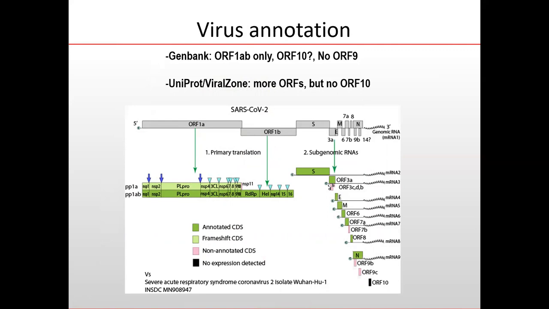But for it to be available in ViralZone, it could also be pretty fast, but in UniProt, it's kind of a problem, because there's a lot of complexity in the annotation of proteins, which is not there for nucleic acids. For nucleic acids, you pretty much find the open reading frame and it's annotated, whereas for proteins, you have thousands of things you could say about a single protein when you know how to analyze it.